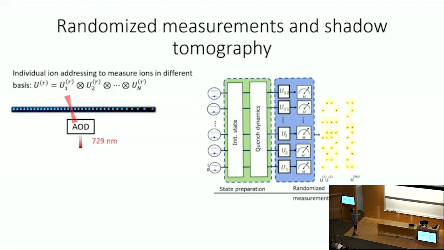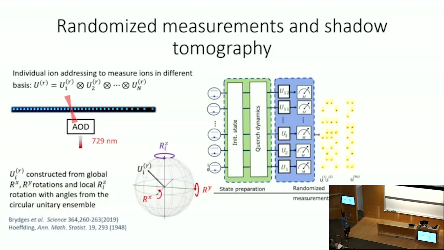I come now to how we can measure something like the entropy or the entanglement asymmetry. Therefore, we use the randomized measurement toolbox and shadow tomography. We additionally have an AOD, which can individually steer onto the whole ion string and manipulate each qubit individually. This allows us to perform unitary operations over the whole ion string. Additionally, with global rotations around X and Y, and local rotations around Z, which are done by the acousto-optical deflector, we are able to do arbitrary rotations on the Bloch sphere.